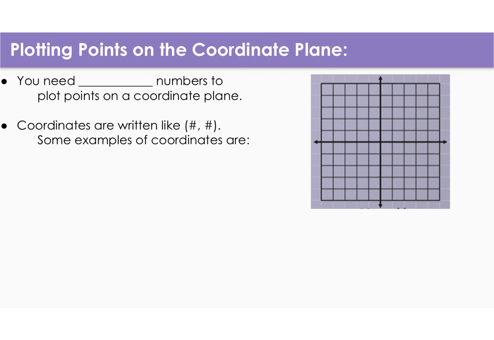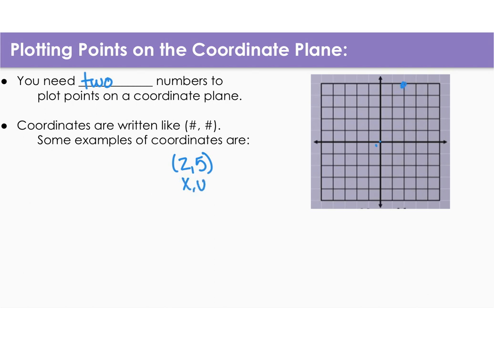You need two numbers to plot points on a coordinate plane. Coordinates are written in parentheses, and you have two numbers inside separated by a comma. Some examples of coordinates are (2, 5). So if I were to graph that, I would start at my origin where the axes cross. I would go right 2 and up 5.